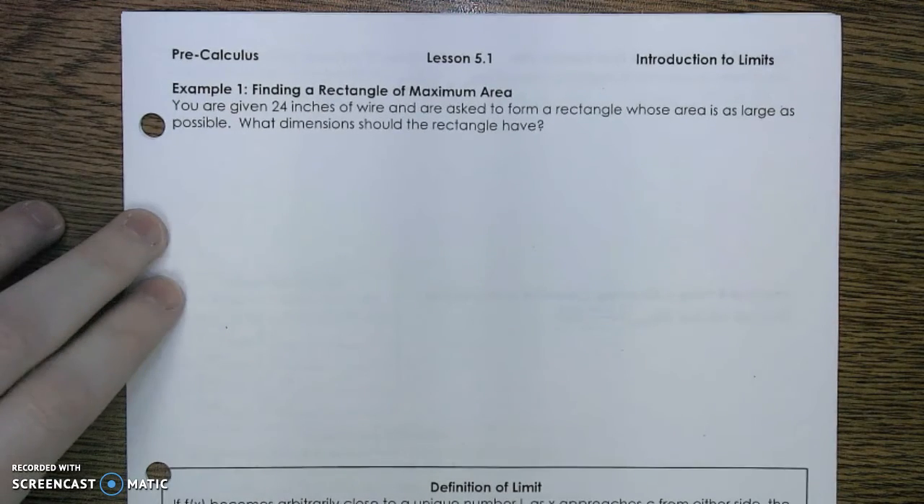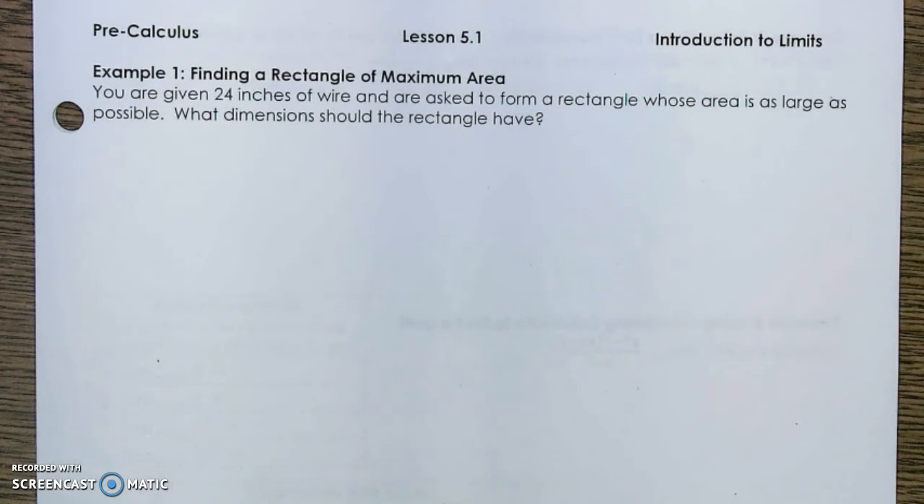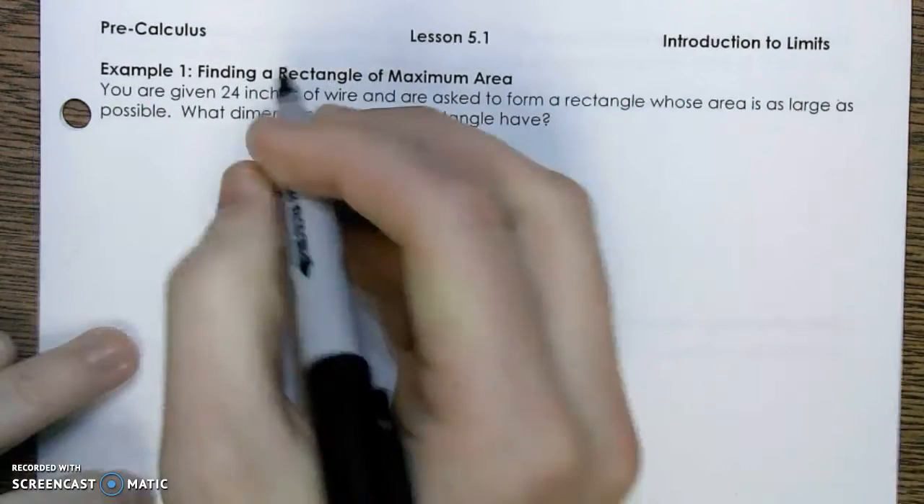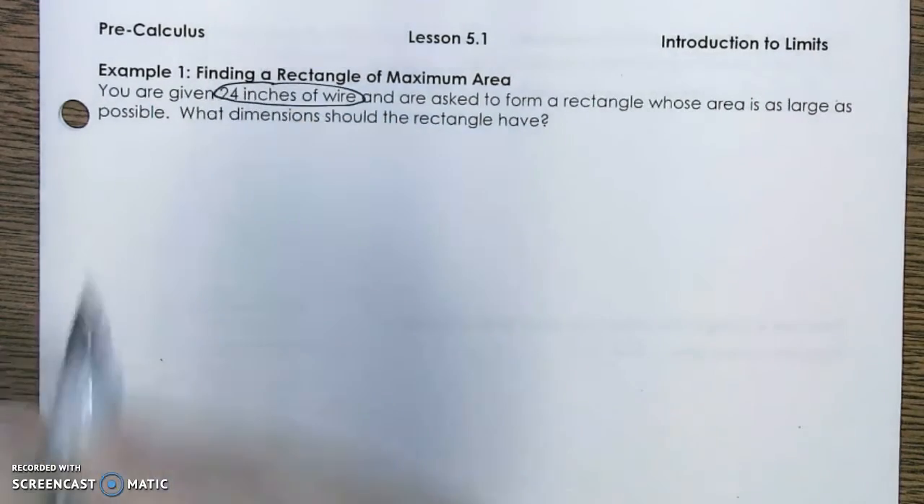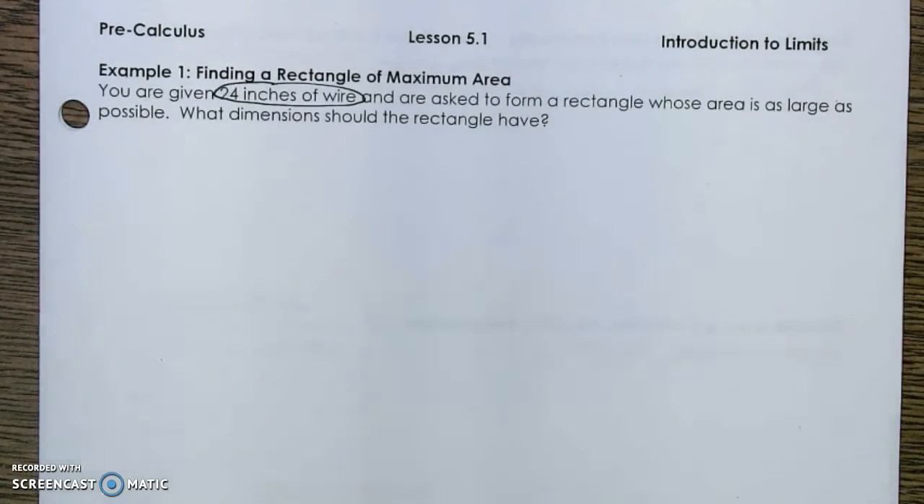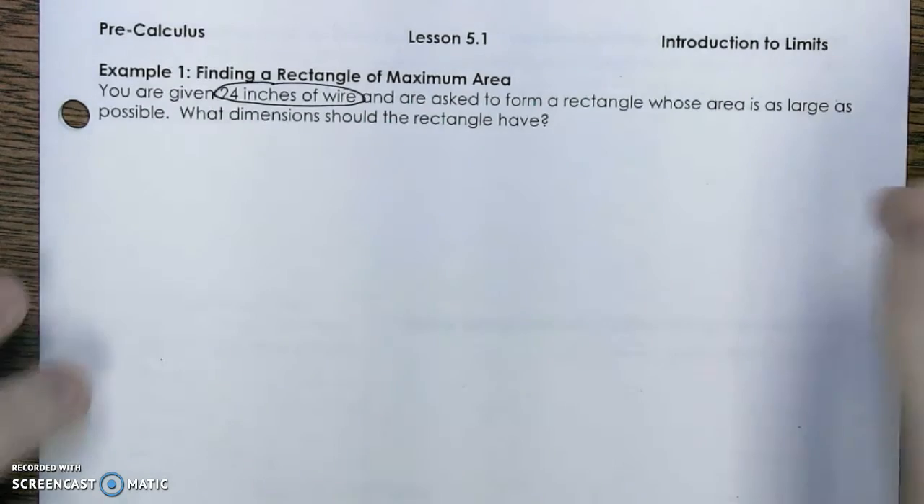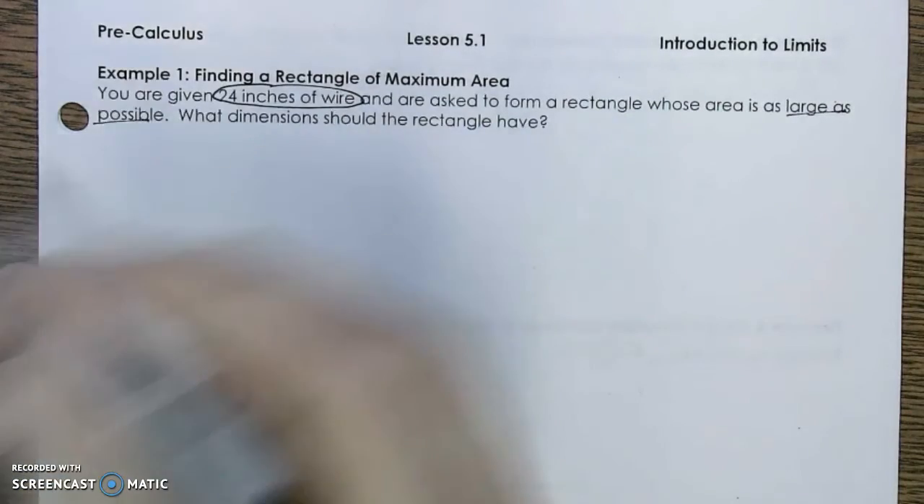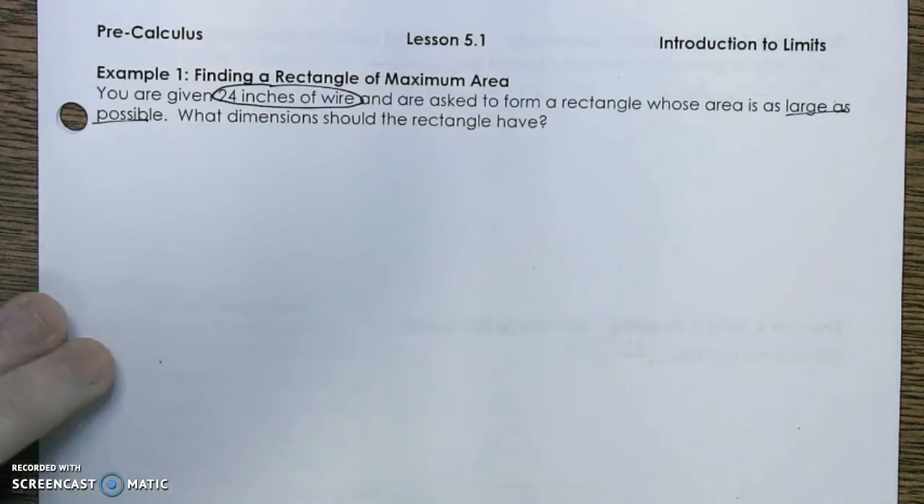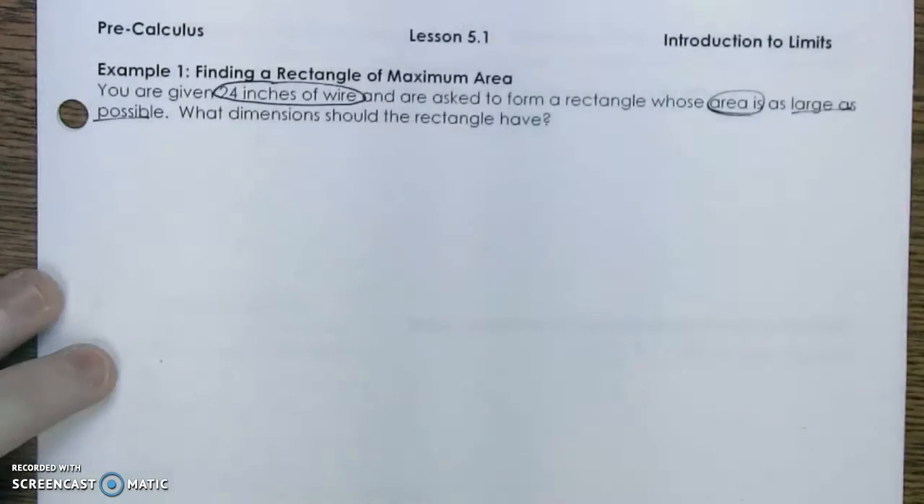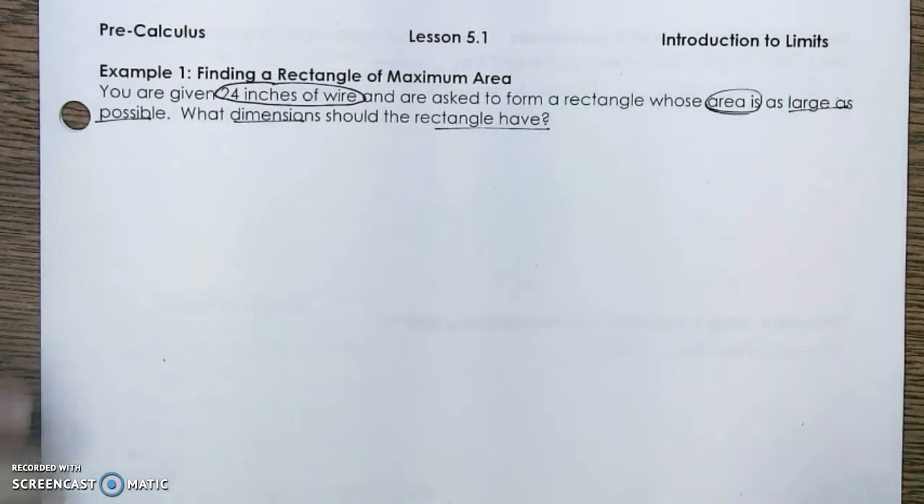In our first example with limits, we're trying to maximize the area of a rectangle. It says you're given 24 inches of wire, so that's important, and are asked to form a rectangle whose area is as large as possible. So we're maximizing the area. What should the dimensions of the rectangle be?